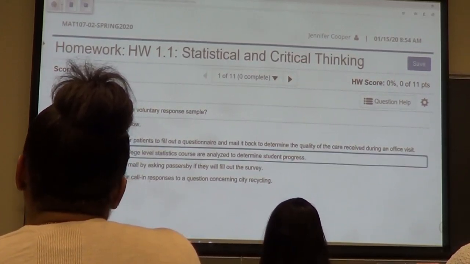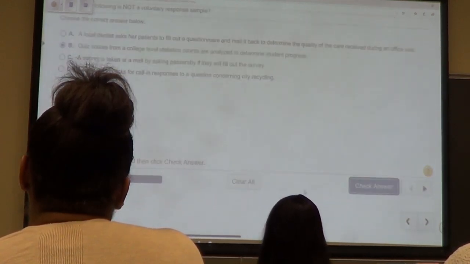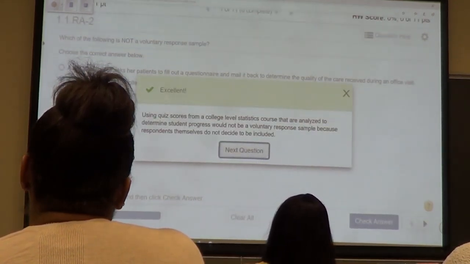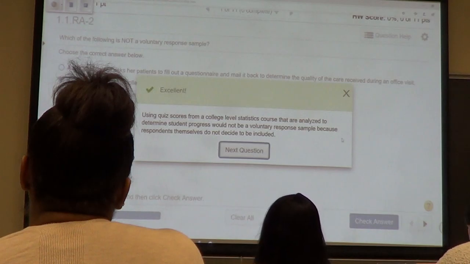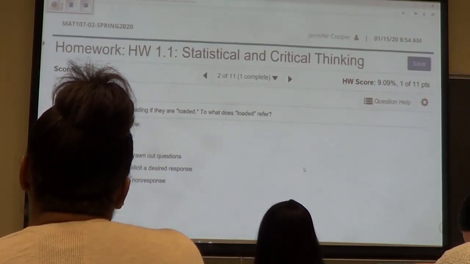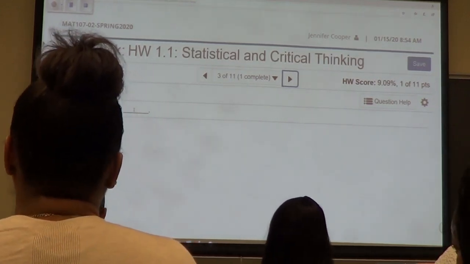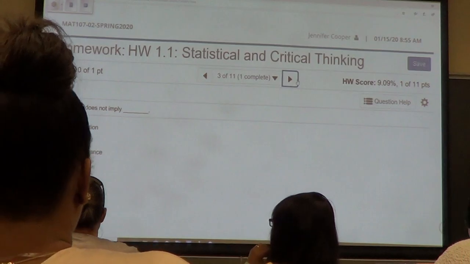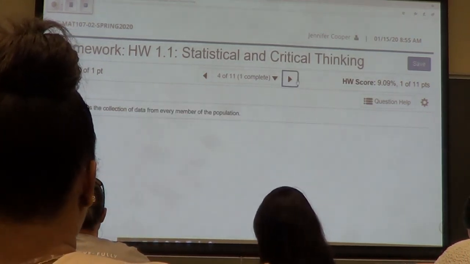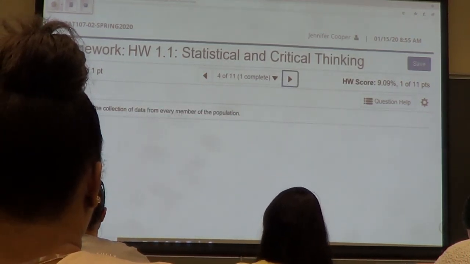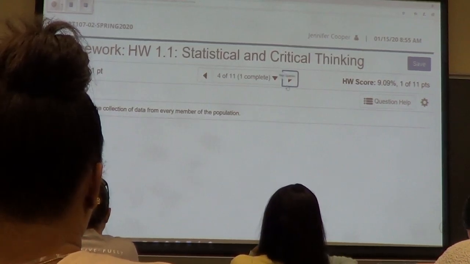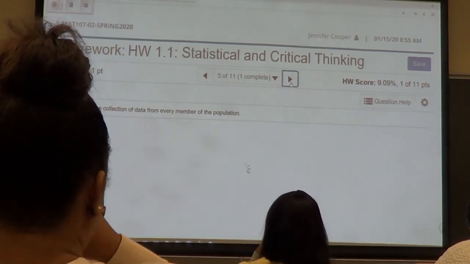Okay, we think B. You hit check answer. We got it right. If you did not get it right, you do a similar exercise. You do it again until you get it right. I'm done. I went to number two. What does loaded mean? I'm not going to do all of them. Correlation does not imply causation. Just because there's a relationship does not mean it's going to cause it to happen. What do you do when you survey every member of the population? A census. Good.